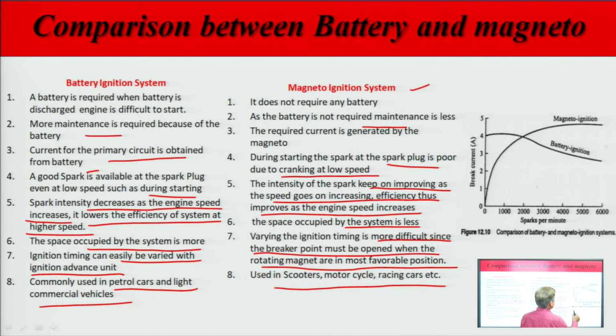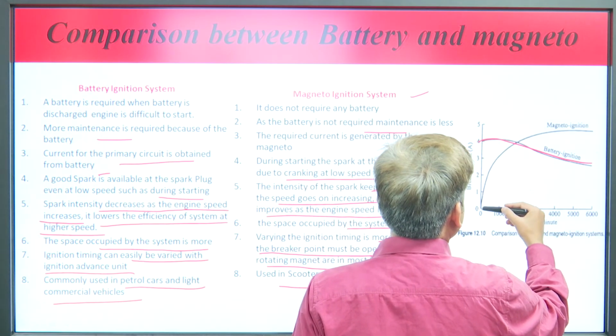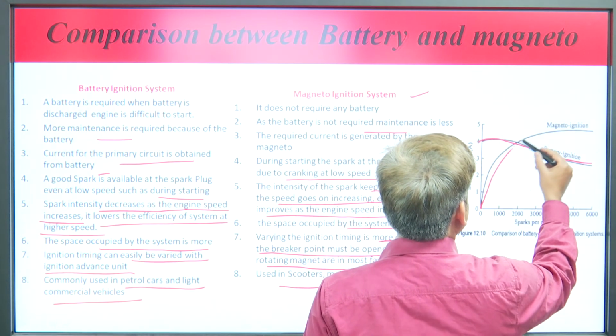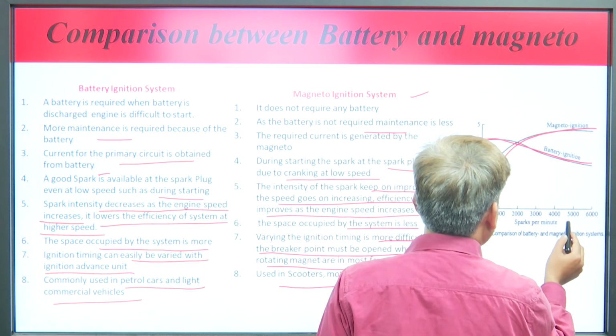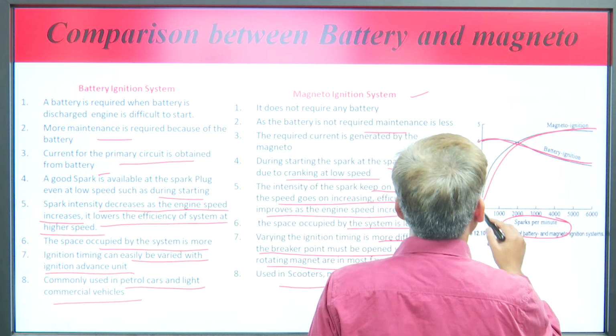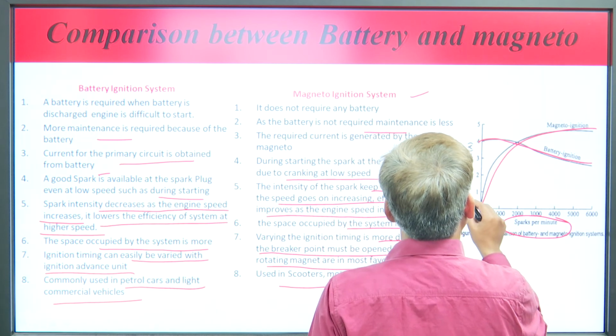This is the characteristic of the battery ignition system. It is more uniform, but in magneto ignition it varies from zero to somewhere at maximum. It depends on the sparks per minute. This axis is the sparks per minute, and this is the breaker current in ampere.